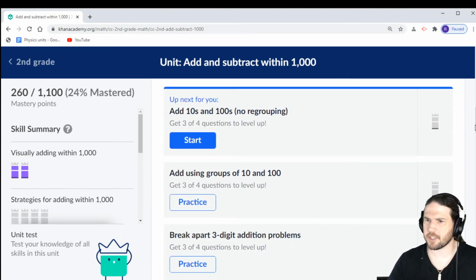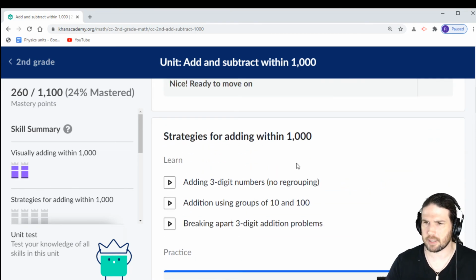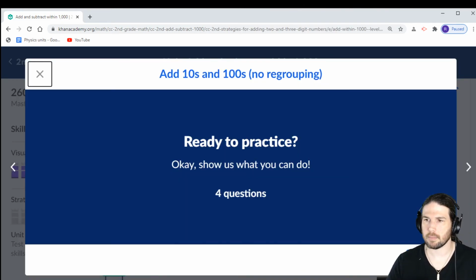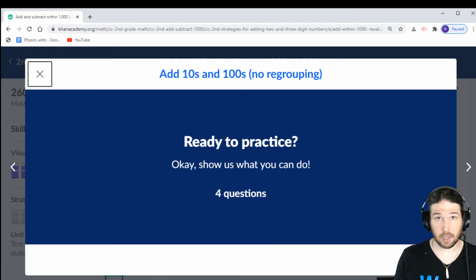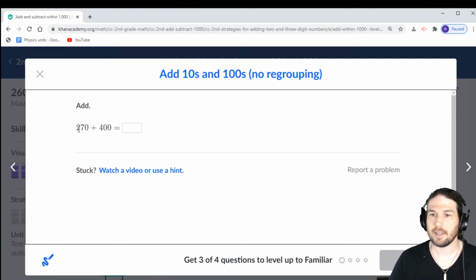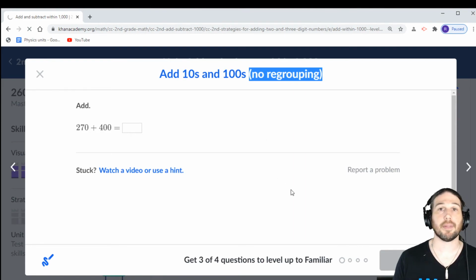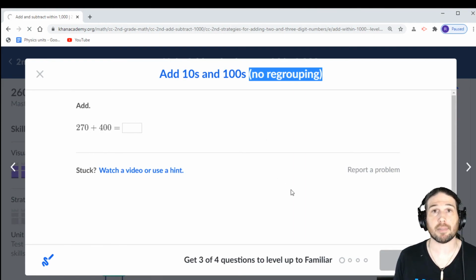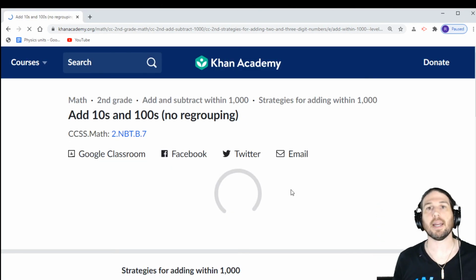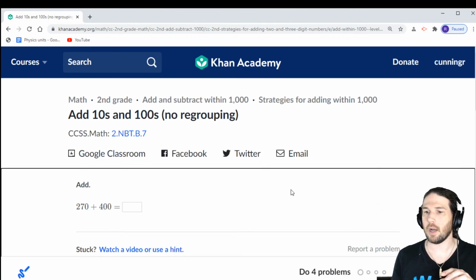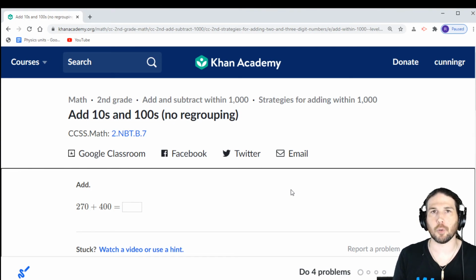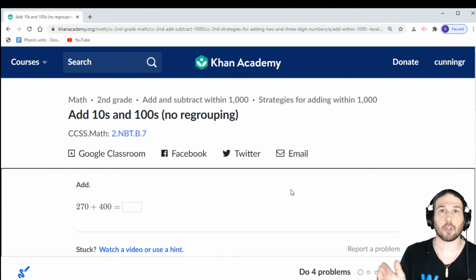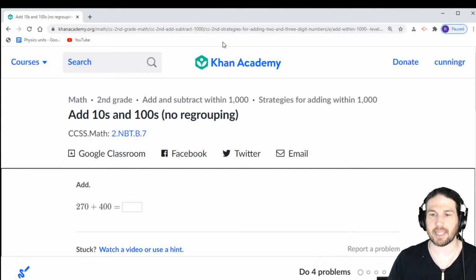Now we've got some strategies for adding within 1,000. We've talked a lot about addition and subtraction strategies, so hopefully we'll be able to handle this no problem. 270 plus 400. See how it says no regrouping? That means that in this particular problem set, we will only have to add hundreds and tens and ones, and we will never have to move ones into tens or tens into 100s. So these should be really easy.